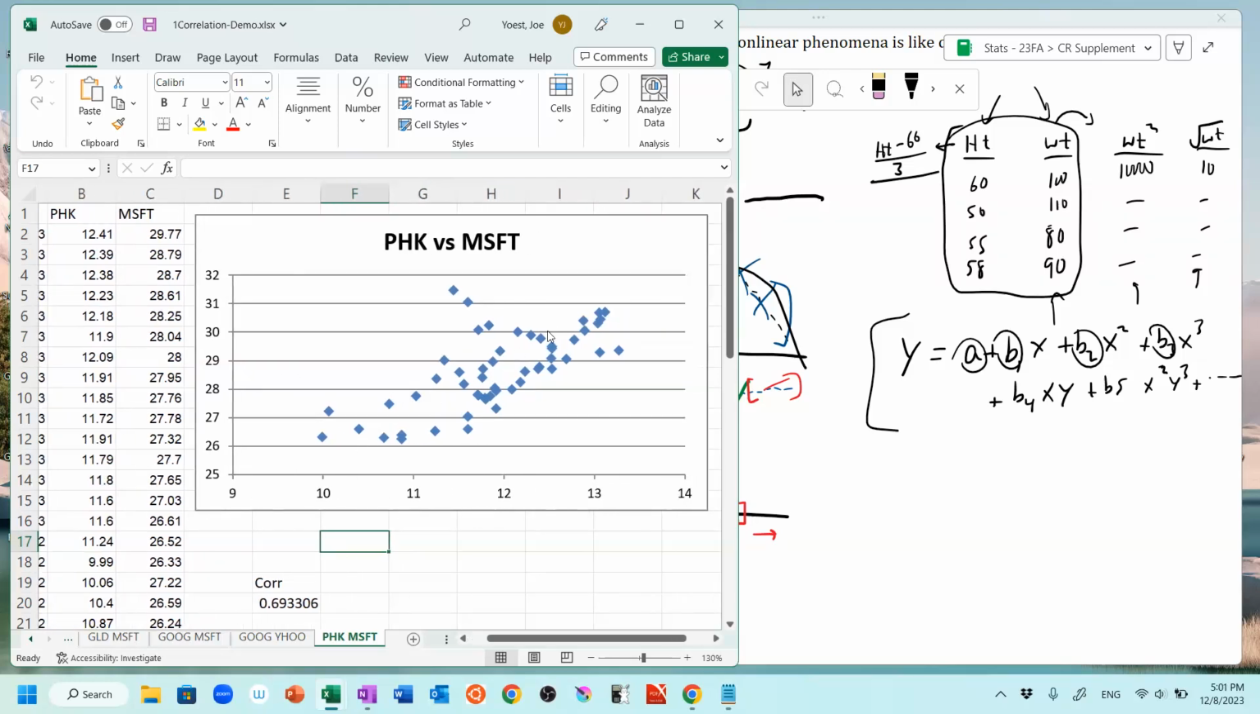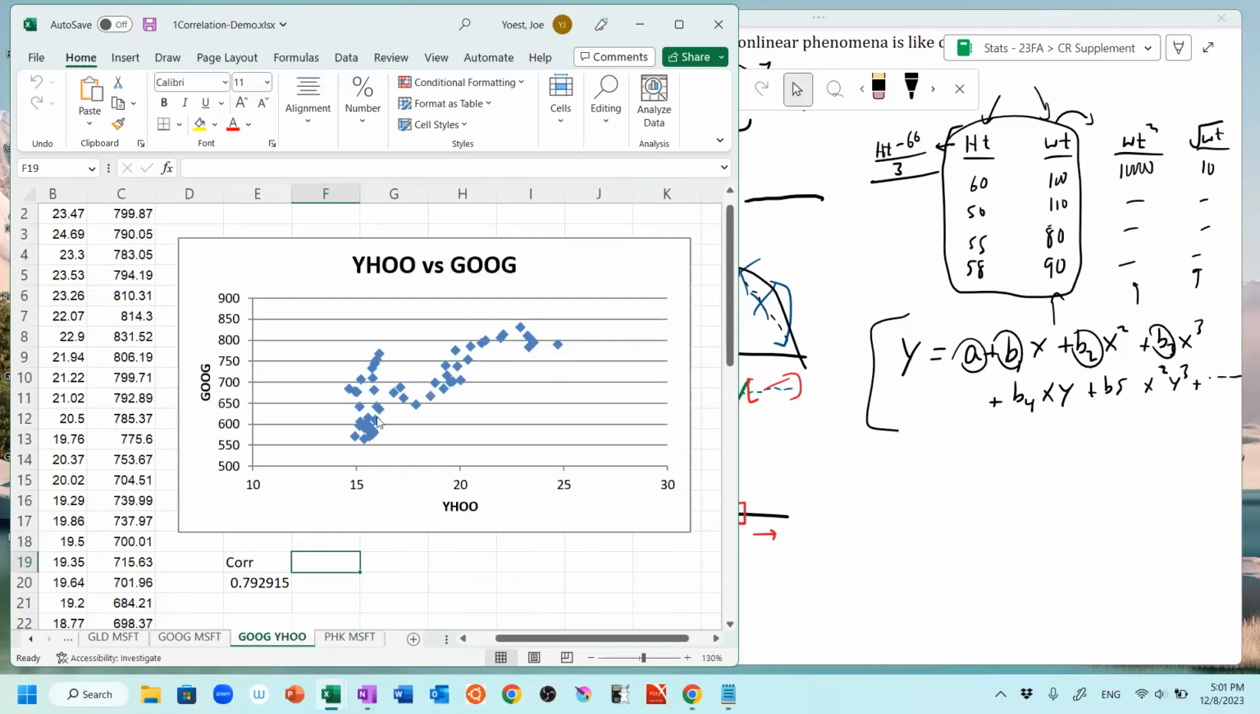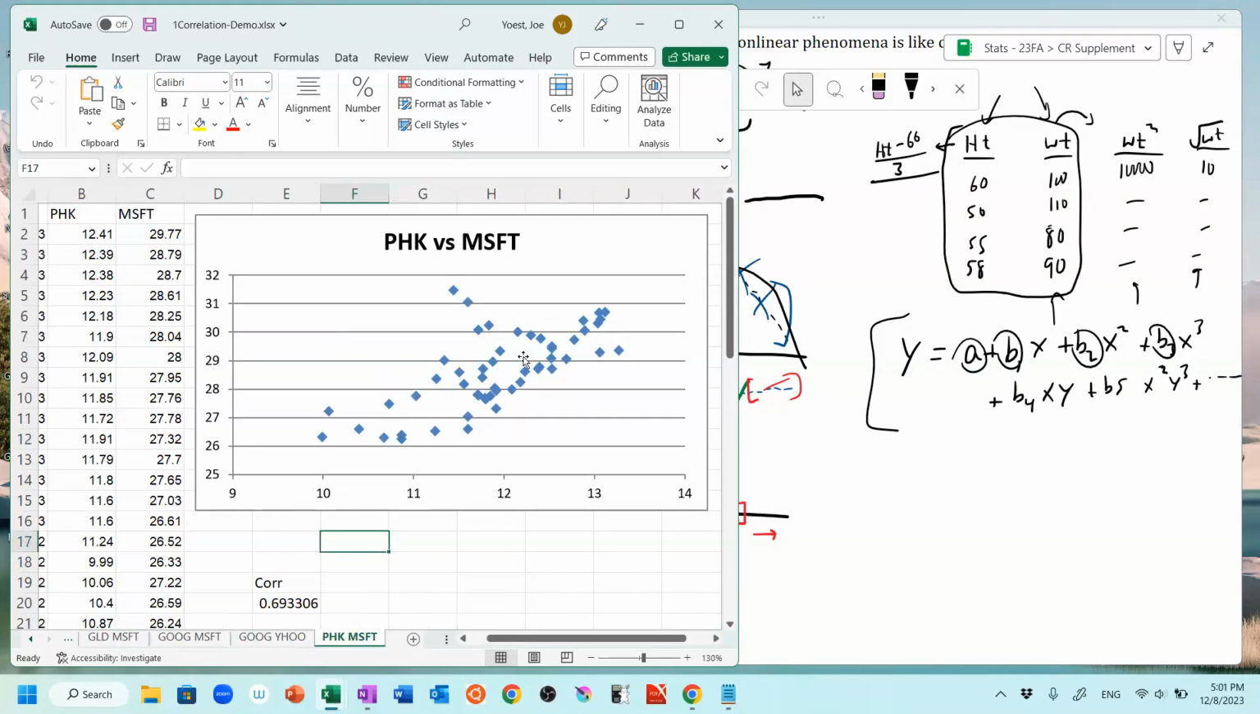And we note that there kind of seems to be a bit of a positive relationship here as well between PIMCO and Microsoft. Maybe not as strong as the Google and Yahoo, maybe not as tightly clustered around a line, at least here on the right. But there still seems to be a relationship. If I knew that PIMCO was fairly high, say between 12 and 13, I might guess that Microsoft is probably a bit higher than average. And if I knew that PIMCO was low, say between 10 and 11, I might guess that Microsoft's price would be a bit lower than average.